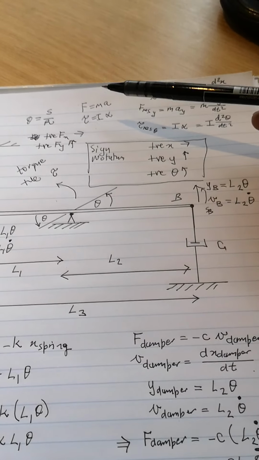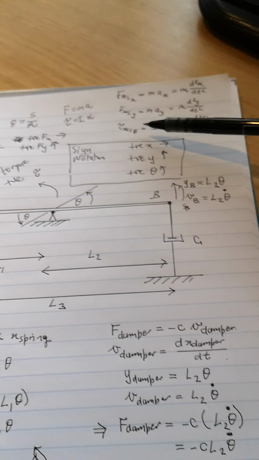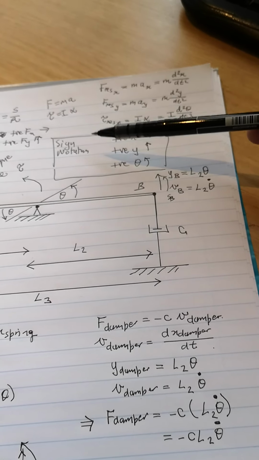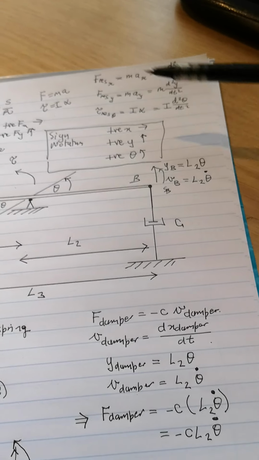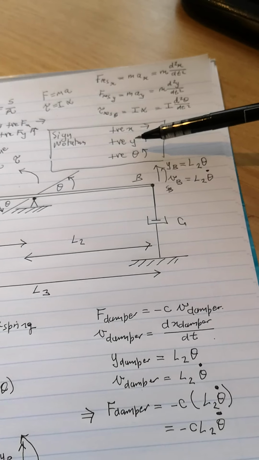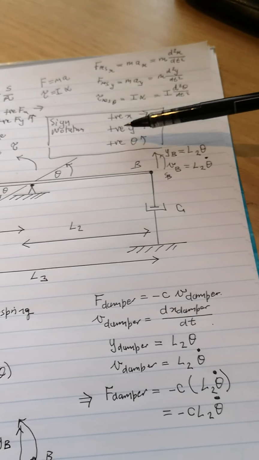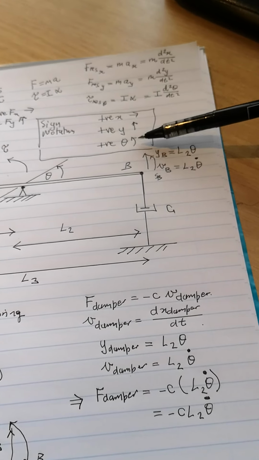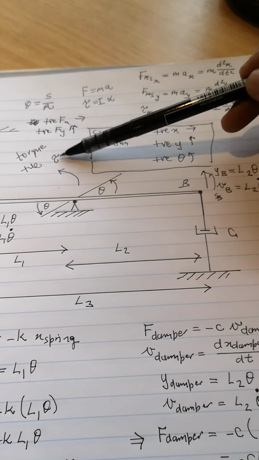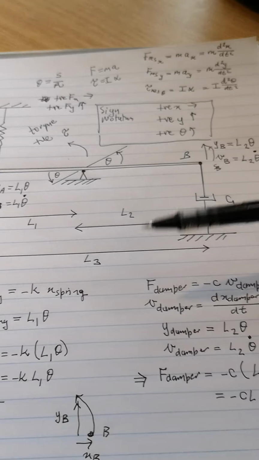So that's just like a sort of informal way of saying, if we define positive x is going in this way, that means the positive Fx would be going in this way. If we define a positive y going upwards, that means a positive Fy would also be going upwards. If we define a positive angle going in an anti-clockwise direction, that means the positive torque is going in an anti-clockwise direction.